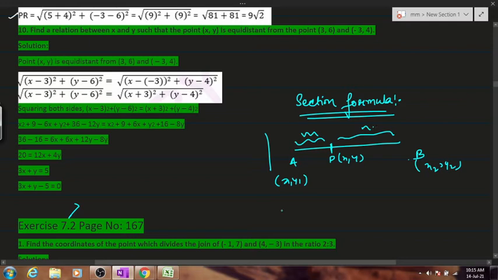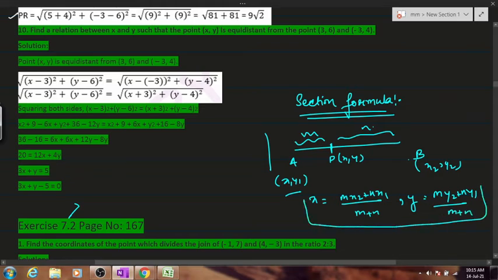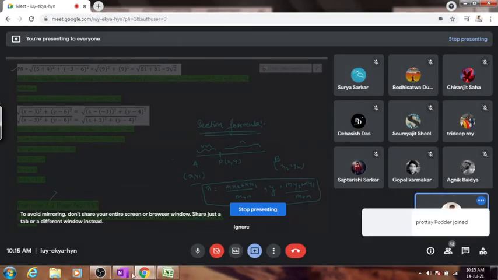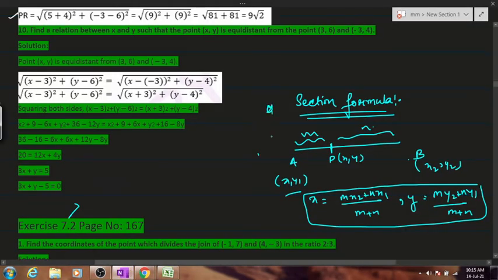Clear? Then, if these two are given, then this x will be given as mx2 plus nx1 divided by m plus n, comma y coordinate will be given by similar to x, my2 plus ny1 divided by m plus n. Did everybody understand what needs to be given and how it needs to be found out? Yes or no? Everybody please write this topic, section formula, draw this figure and write this fast.